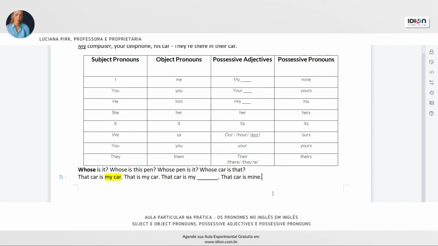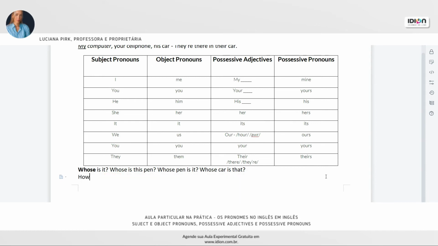Yes, it's mine. But I can never say, for example, "that is mine car." That is wrong, because "mine" already has the car inside, you know, kind of like it's already there.